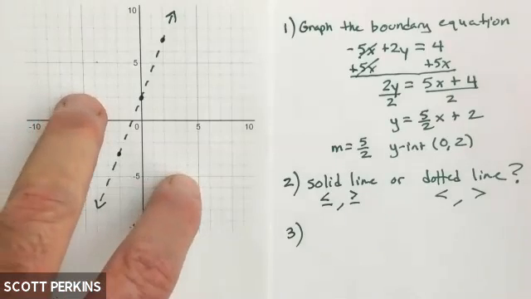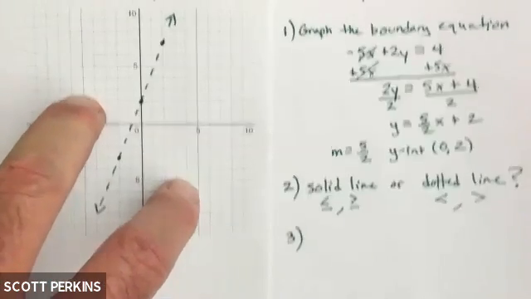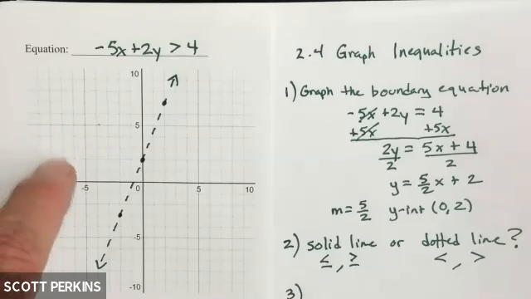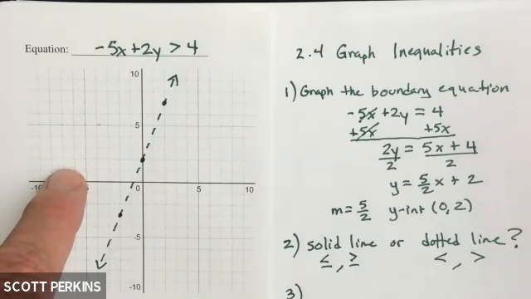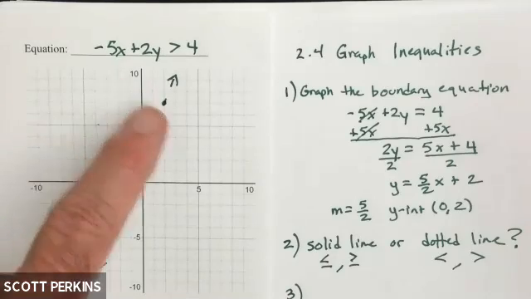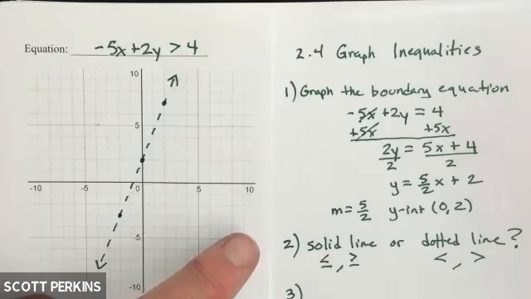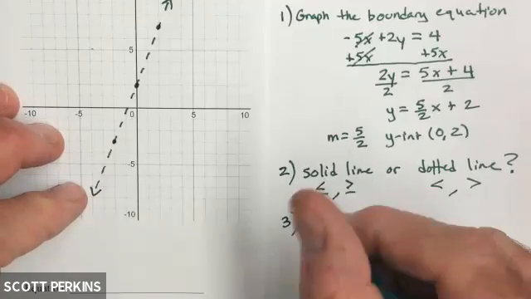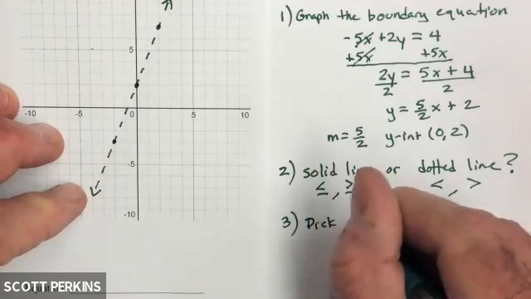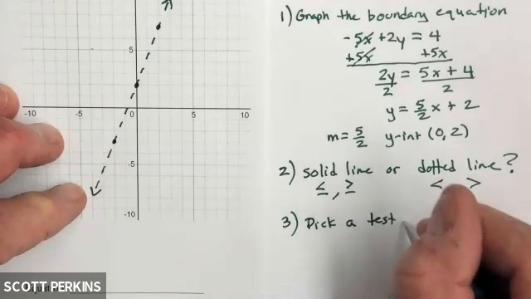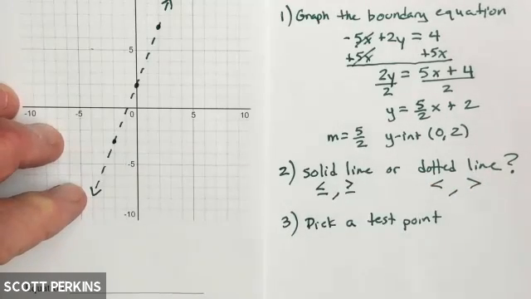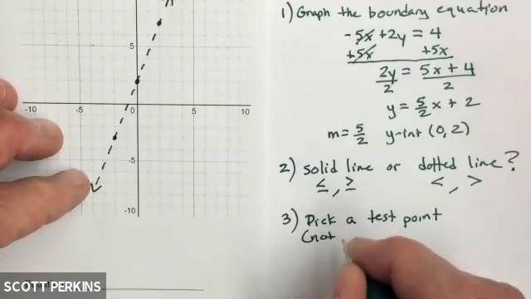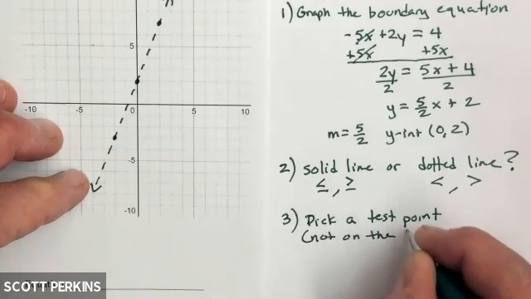Now, please do not do this. Do not make this assumption. Do not say, oh, it's greater than, I'm going to shade above. That's wrong. It doesn't have to be. It could be, but I can change a sign and it can go the other way. You have to test. So what we're going to do here is pick a test point. The only constraint about the test point is that it is not on the boundary.